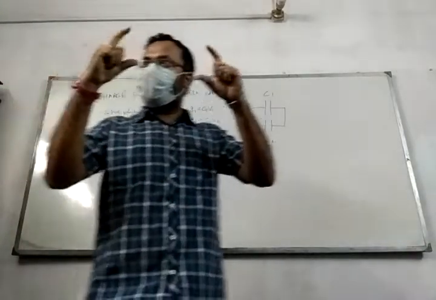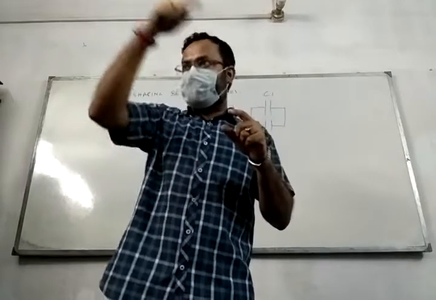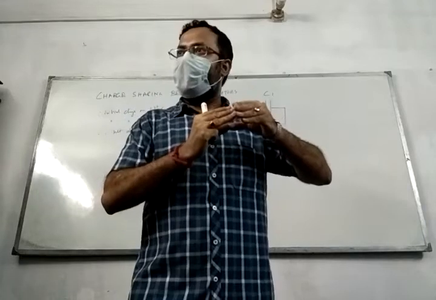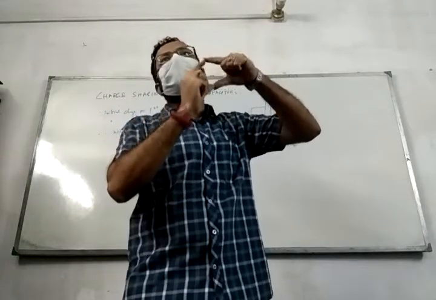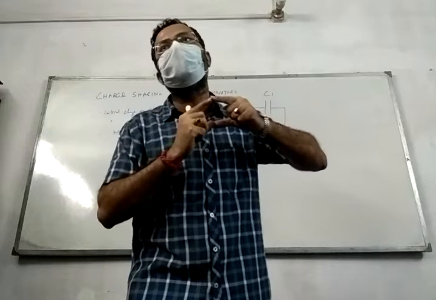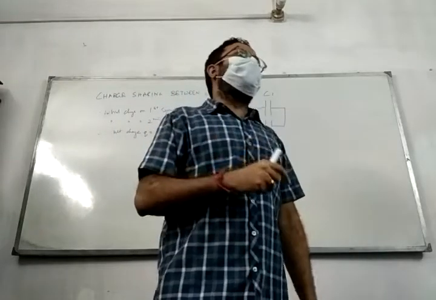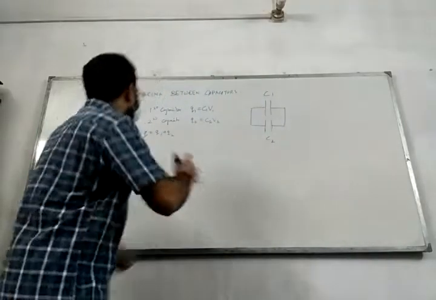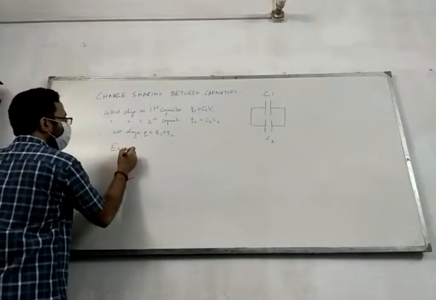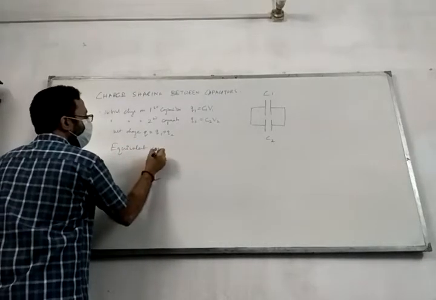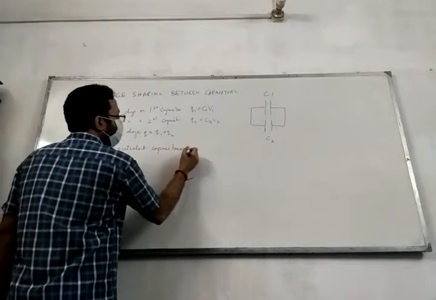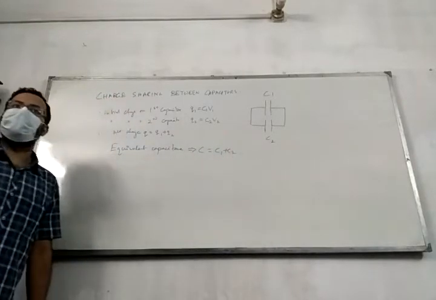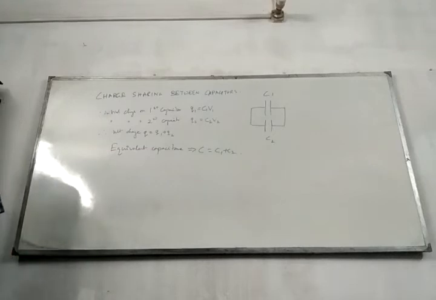Whenever both the plates are connected to each other, it may seem like a series connection because it forms a loop, but here we have to take the parallel combination. Why? Whenever both the plates of the capacitors are connected to each other, it is a parallel connection, as we did in the last class. So the equivalent capacitance is C equal to C1 plus C2, because it is a parallel connection.